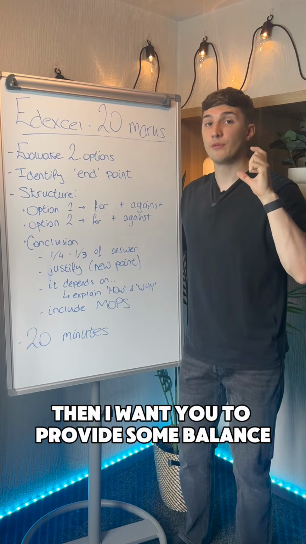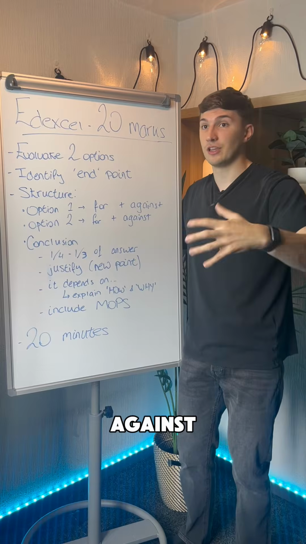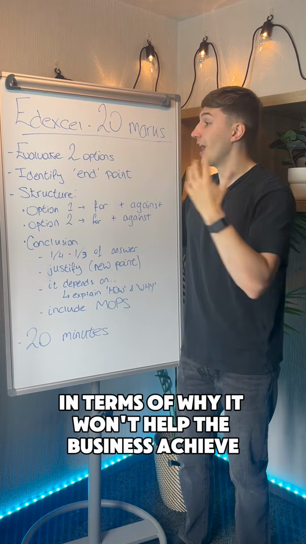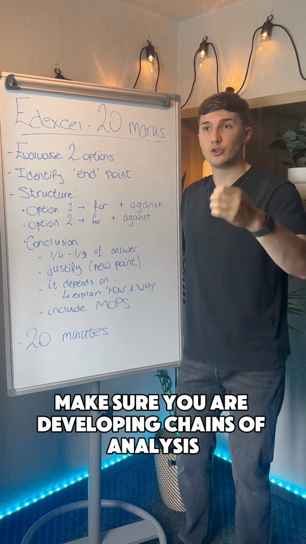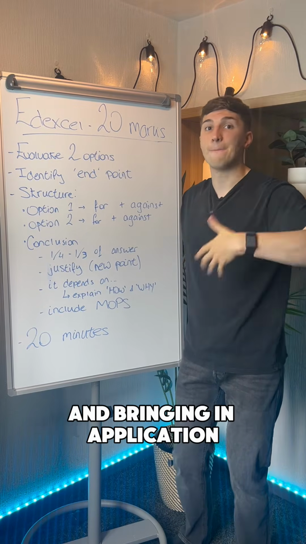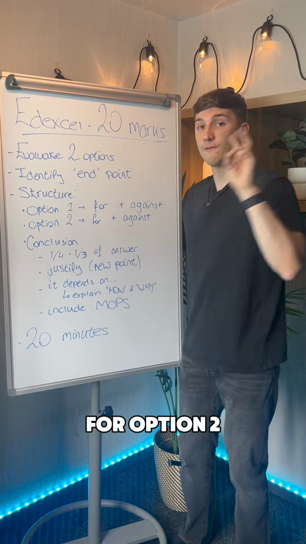Then I want you to provide some balance. So do an argument now for option 1 against, in terms of why it won't help the business achieve what their end goal is. And don't leave this underdeveloped. Make sure you are developing chains of analysis and bringing in application. And then you want to do the exact same thing again for option 2.